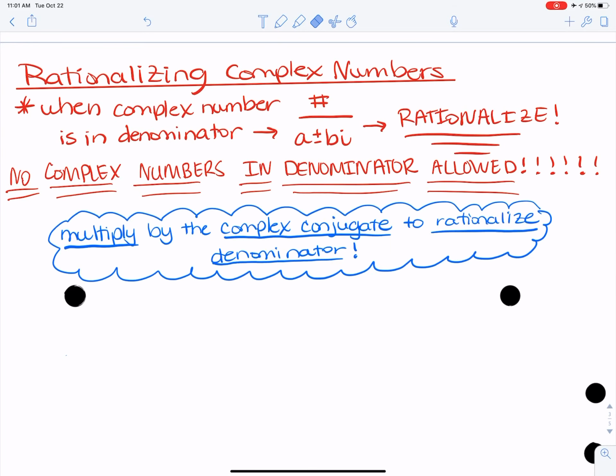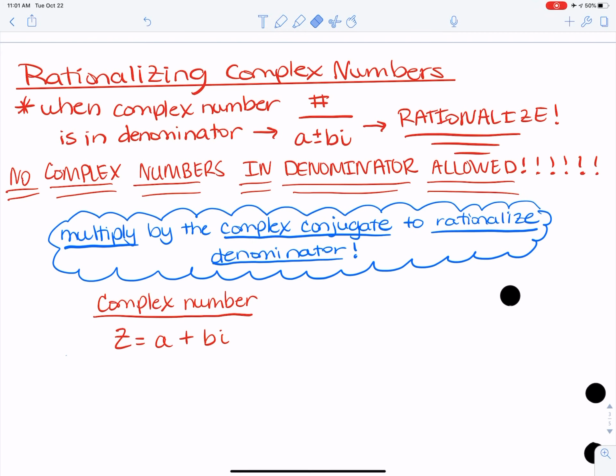So what you are going to do is multiply by the complex conjugate, whatever that means, to rationalize denominators only. It's just for the denominator part. You do not have to rationalize if your complex number is on the numerator. It has to be on the denominator. So what is a complex number again? z equals a plus bi.